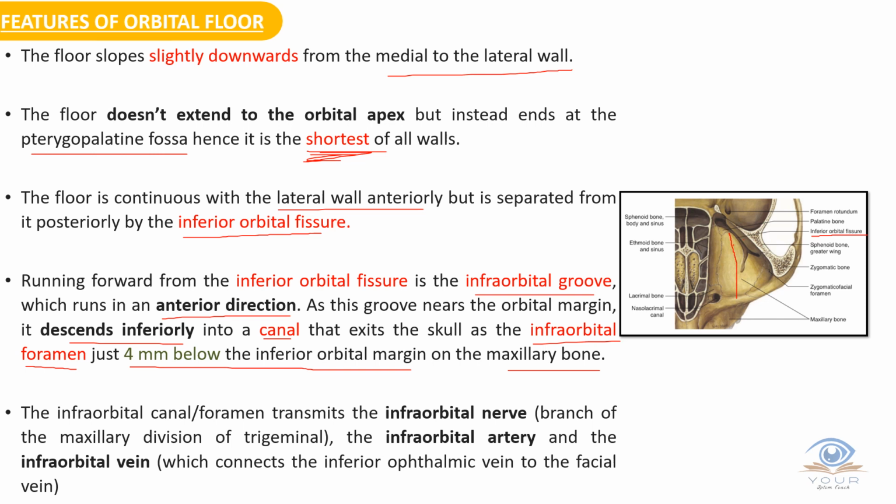The infraorbital canal or foramen transmits the infraorbital nerve, which is a branch of the maxillary division of the trigeminal, the infraorbital artery and the infraorbital vein. The vein connects the inferior ophthalmic vein to the facial vein.